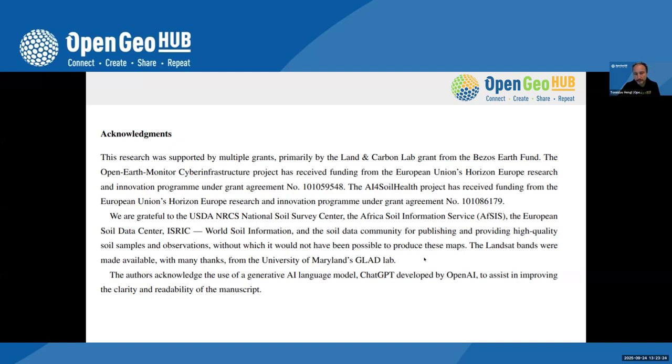But we also build up on products from other groups. Most importantly, we build up on the training data from different organizations. About 7 or 8 organizations contributed about 80% of training data. So most importantly, USDA, Africa Soil Information Services, now at ISDA. Then Lucas soil data from the European Soil Data Center, ISRIC World Soil Information also compiling a lot of data. So just to mention a few of the organizations.